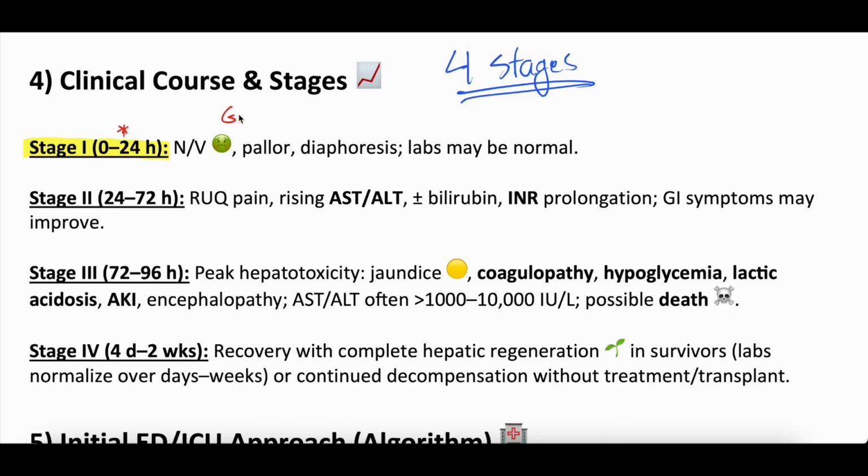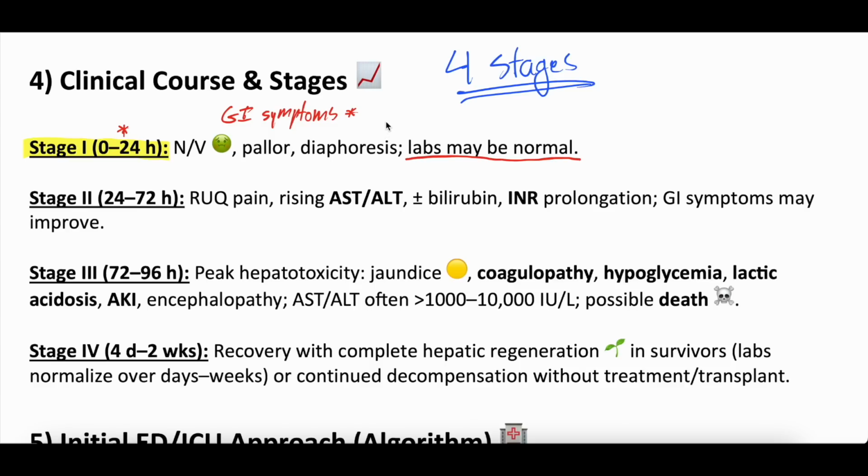This is mostly GI symptoms, nausea, vomiting. You might get sweaty, you might get a little pale. At this point, the interesting part is your labs might be normal. You might not yet have the transaminitis or coagulopathy. So patients come in mostly with GI symptoms. And that's tough, right? A lot of things can cause GI symptoms.